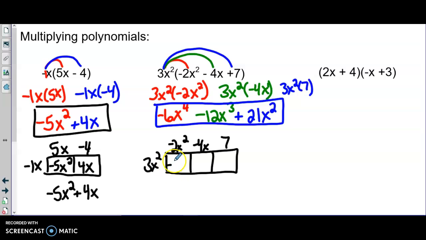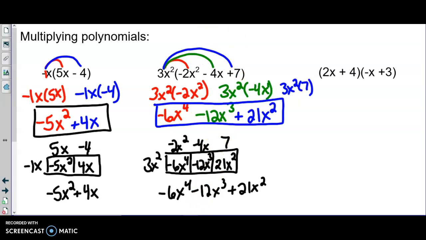3 times negative 2 is negative 6. And between those, there are 4 x's. Negative 4 times 3 is negative 12, and then we have 2 x's here and 1 there, so that's 3 x's. And then 3 times 7 is 21, and there are only those 2 x's. Again, no like terms, so you just write them all out. So you get the same answer whether you distribute or use the box method.